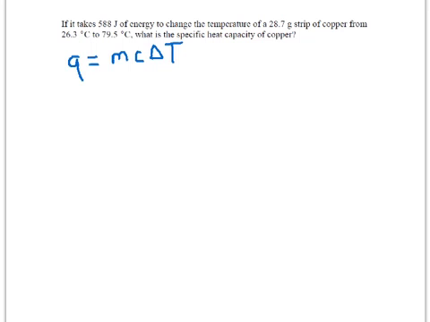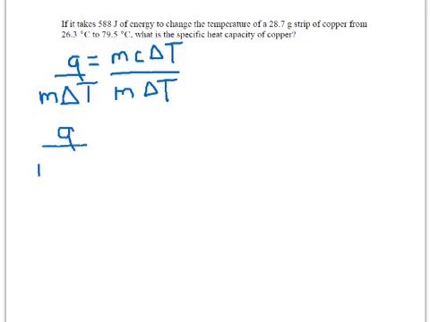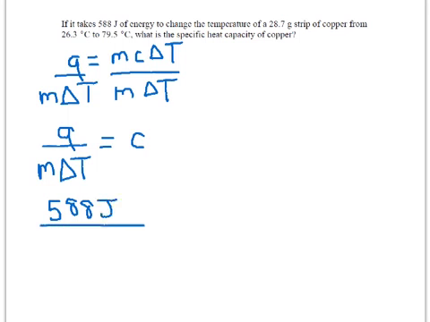So what I'm going to do is rearrange this equation. And to do that, we're going to divide both sides by m and delta T. So we end up getting Q over m delta T equals C. Alright, so let's put some numbers in. We've got 588 for Q. We've got 28.7 grams for my mass.